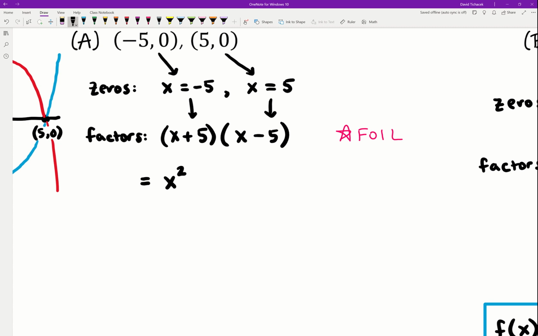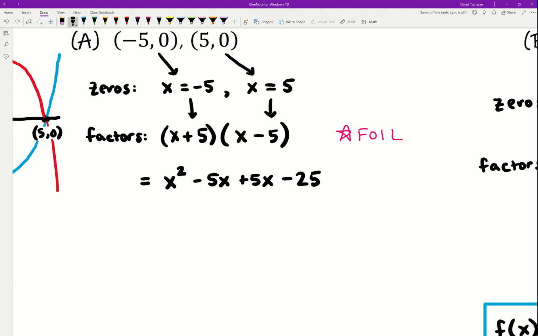Multiplying the outers, x times negative 5 makes negative 5x. Multiplying the inners, positive 5 times x gives plus 5x. And then multiplying the last terms, positive 5 times negative 5 gives you negative 25. Those are the 4 terms for the 4 letters in FOIL.